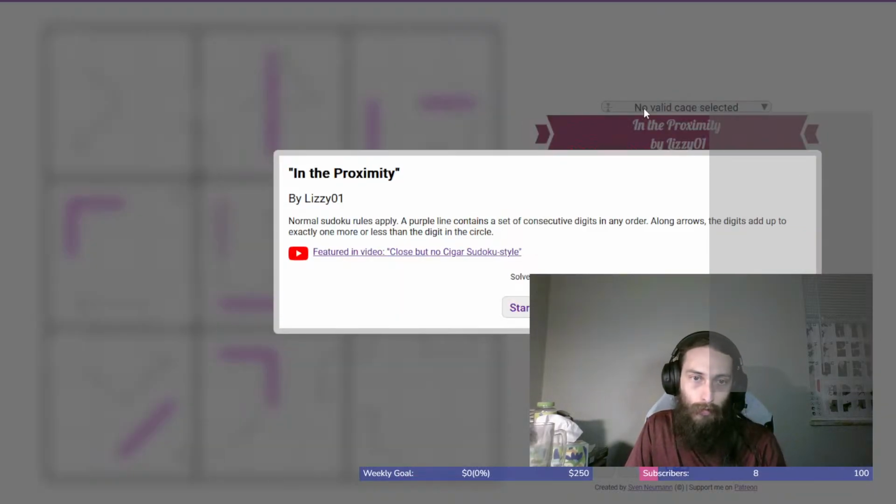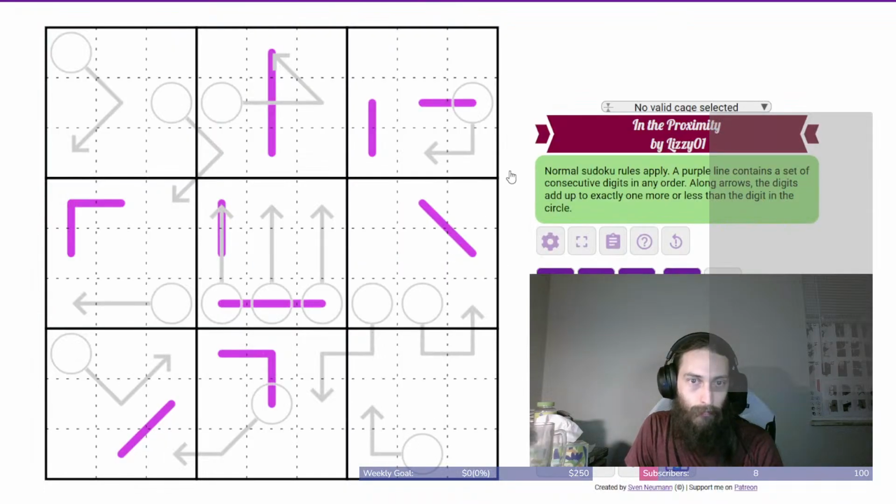And we've got about 24 minutes left. In the Proximity by Lizzie01. Normal Sudoku rules apply. A purple line contains a set of consecutive digits in any order. Along arrows, the digits add up to exactly one more or less than the digit in the circle. So it's not the same as the digit, it's one more or less, which is going to be a tad annoying.